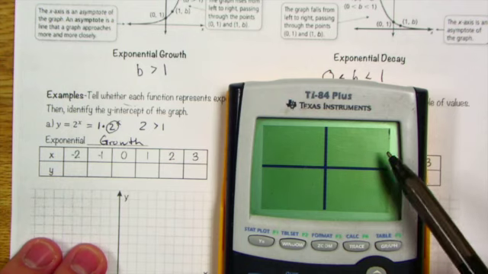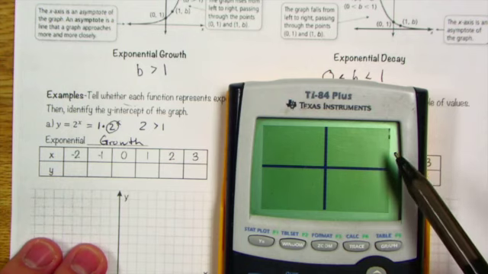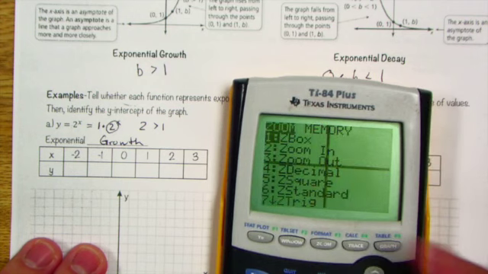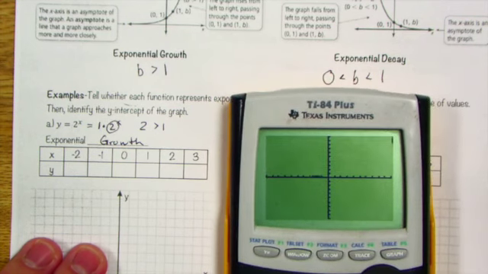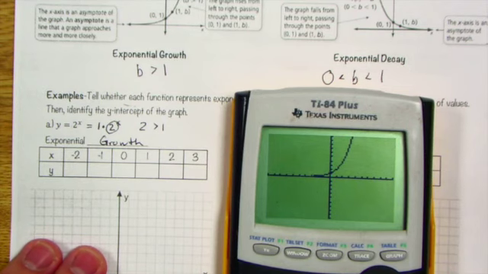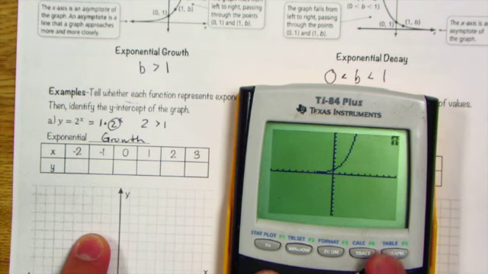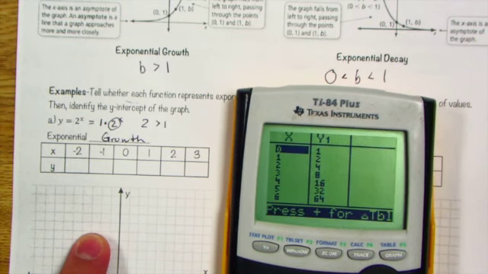And my window's all messed up. So I'm going to do zoom 6. But you can see the trend of this graph. Very traditional sort of exponential growth. But to get the actual values and graph it, I'm going to go to table and look at my table.